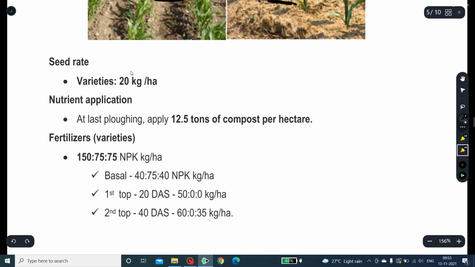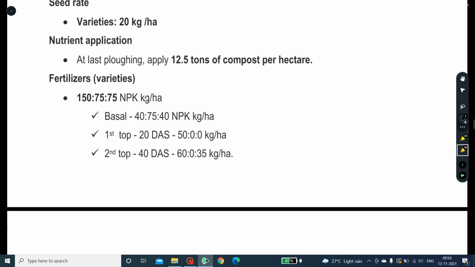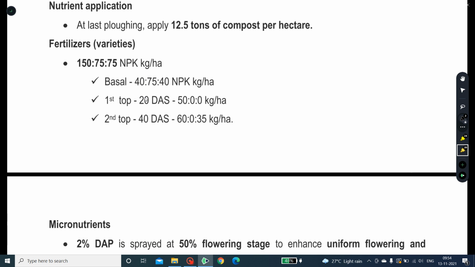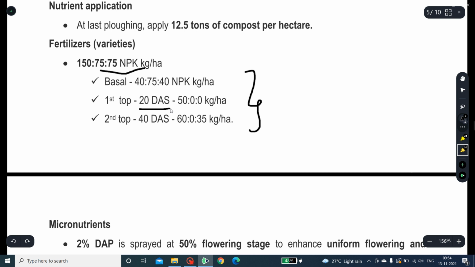The nutrient application at last ploughing: apply 12.5 tons of compost per hectare. The fertilization recommendation is 150:75:75 NPK kg per hectare, applied in 3 split applications: one as basal application of 40:75:40, and the first top dressing is done after 20 days of sowing, about 50 kg per hectare of nitrogen, and the second top dressing is on 40 days after sowing.